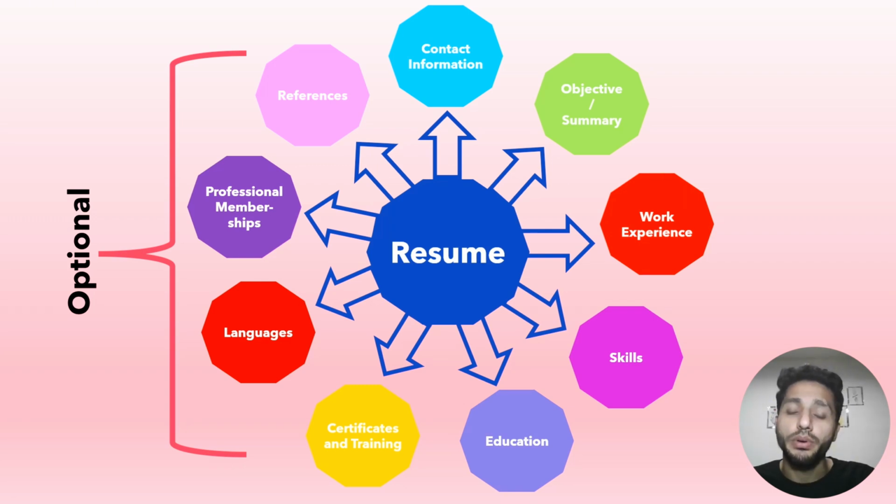But one thing which is important about the resume is that contact information, objective, work experience, skills, and education, all these 5 are the most important elements. However, the other key elements like certificates and training, languages, professional memberships, and references are not that important. These are optional. If you have free space, or you can adjust all these in your resume of 1 or 2 pages, then you can simply put all these in your resume. Otherwise, there is no need. These are the optional things.